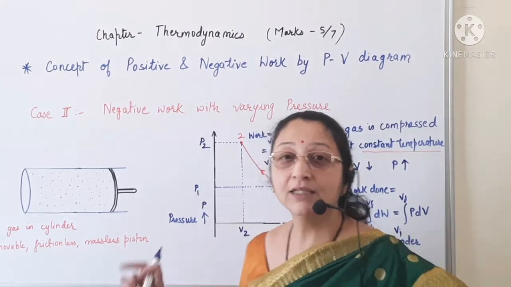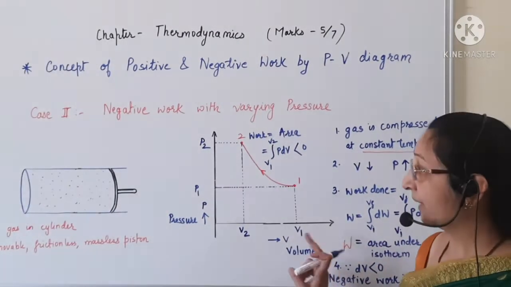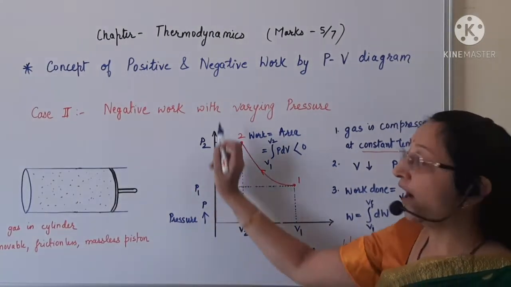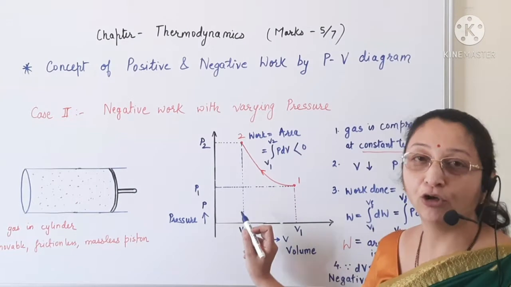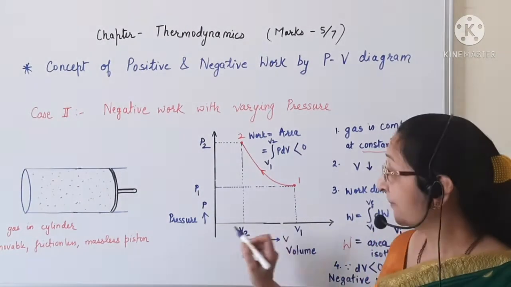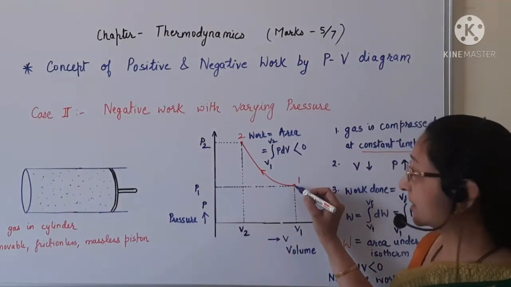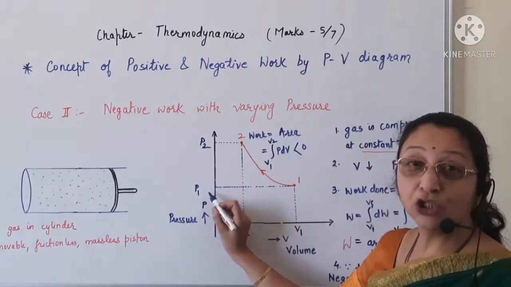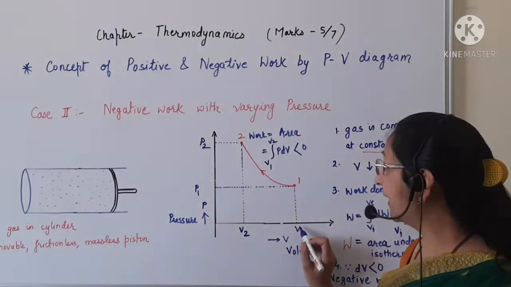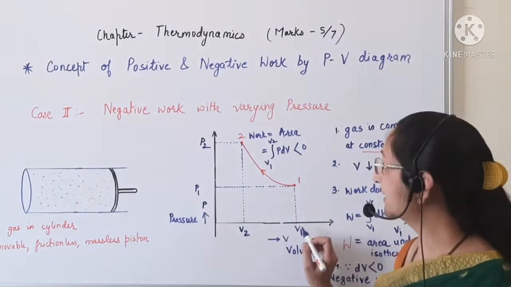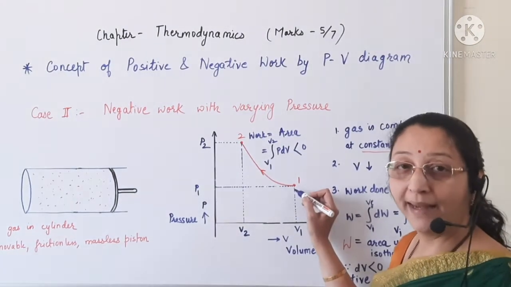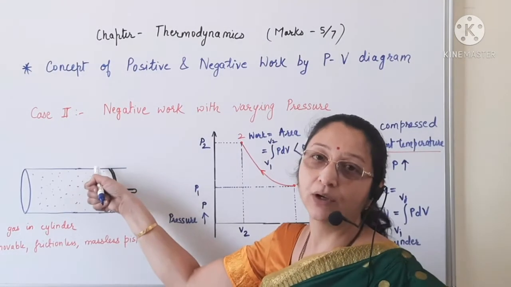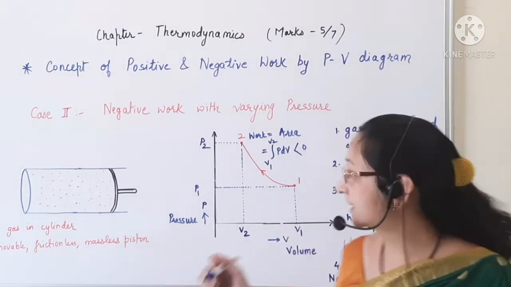Now, we are going to discuss it with the help of the PV diagram, the temperature remaining constant. So, on the y-axis is the pressure of the gas, on the x-axis is the volume of the gas. The initial state of the gas is 1, where P1 is the initial pressure of the gas and V1 is the initial volume of the gas. The gas is at state 1. Now, the piston is pushed inwards. So, the gas is compressed.